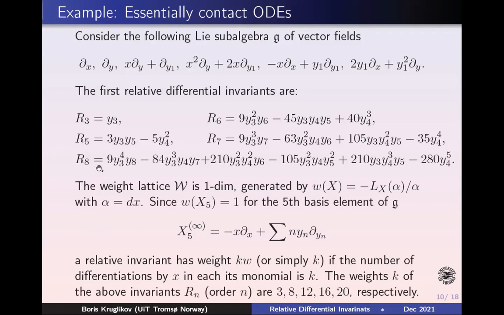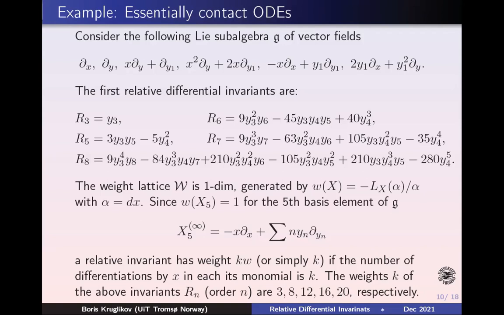So if you look at x5, actually 1, 2, 3, 4, here's x5: minus x dx plus y1 dy1. If we prolong it, it will be the vector field of the following form: minus x dx plus the summation from 0 to infinity of n yn dyn. Okay, and then this tells us that the relative invariant with weight k means that the total number of differentiations is k.